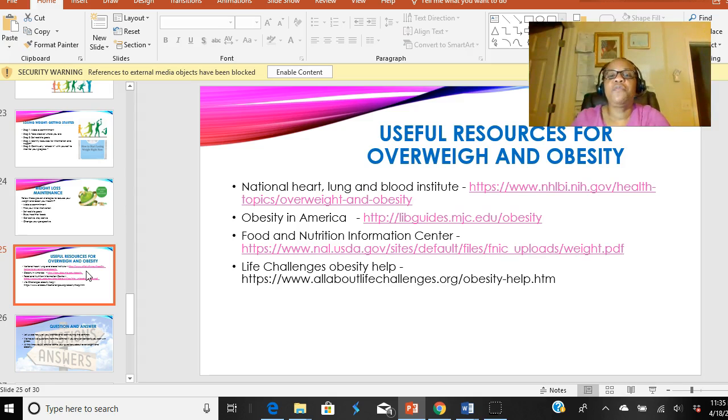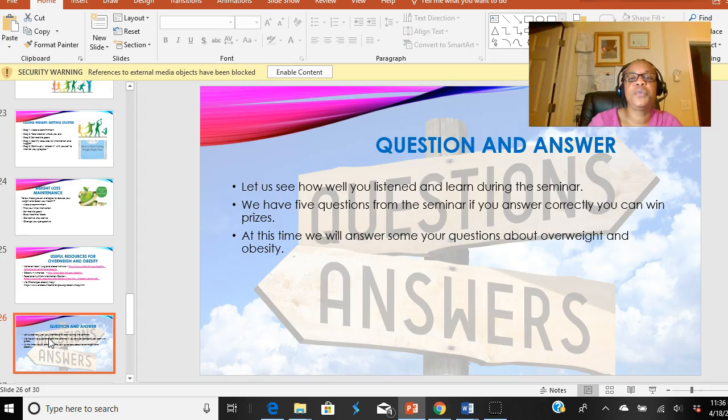Useful resources for overweight and obesity. The National Heart, Lung and Blood Institute, and their website information is here. Obesity in America, and again we have their website here. Food and Nutrition Information Center, again their website, and Life Challenge Obesity Help. Very good places to get information.